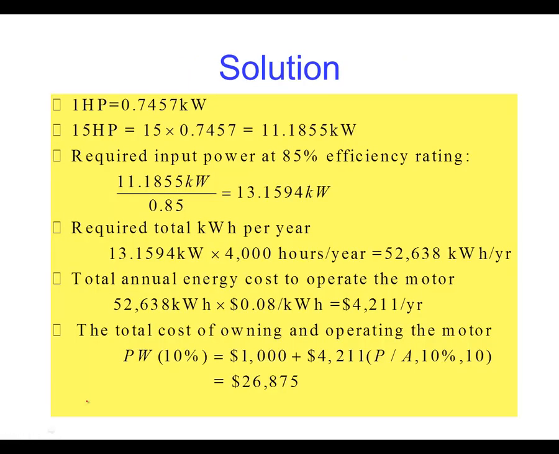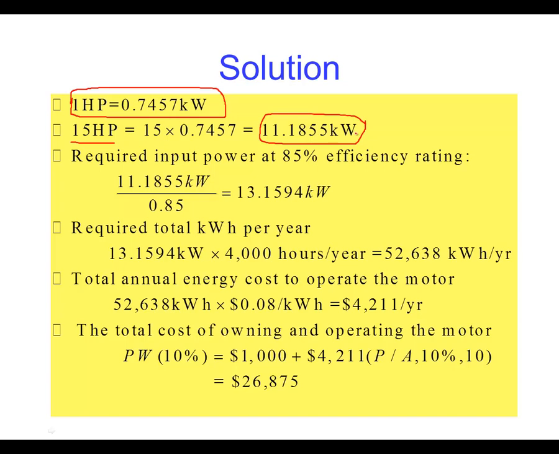To solve this problem, first we need to convert the horsepower to kilowatts, and we know that 1 horsepower is equal to 0.7457 kilowatts. Since I have 15 horsepower, the 15 will be multiplied by 0.7457, and that will equal 11.1855 kilowatts.